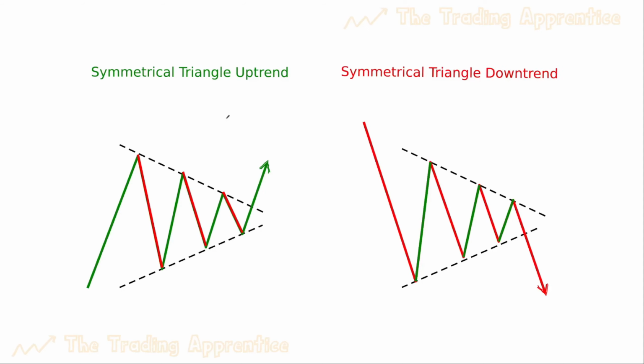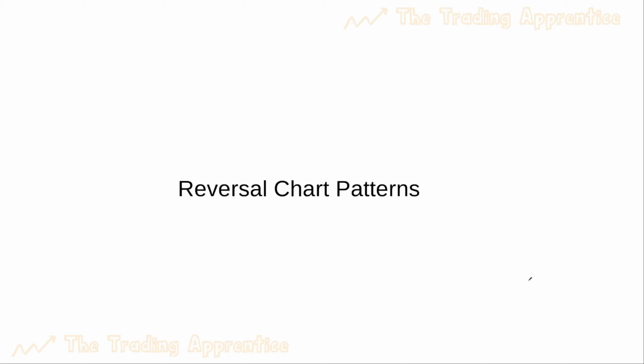Here we have the symmetrical triangle. Again here, consolidation phase coming from an uptrend with the continuation. And here from a downtrend, consolidation, making lower highs, higher lows, hence the symmetrical triangle, and breaking out to the downside here.